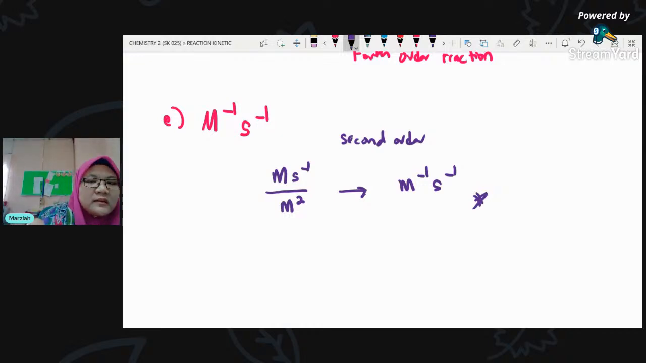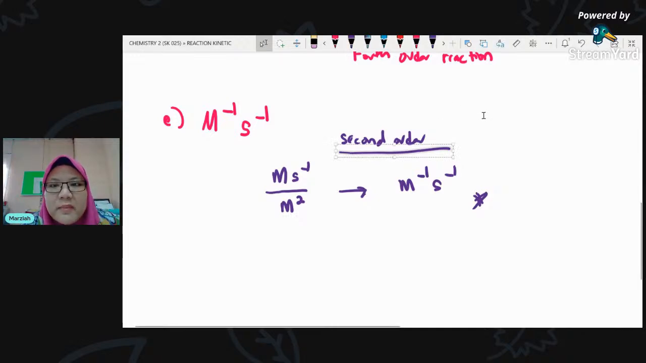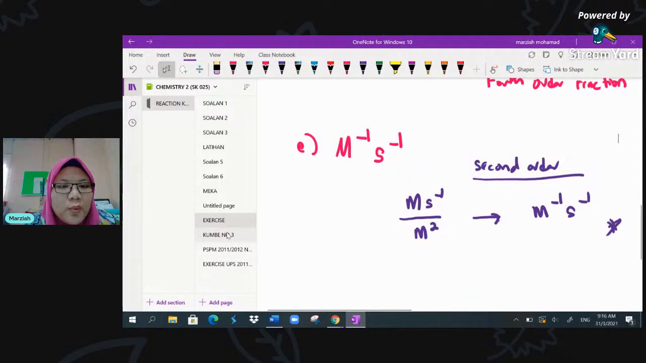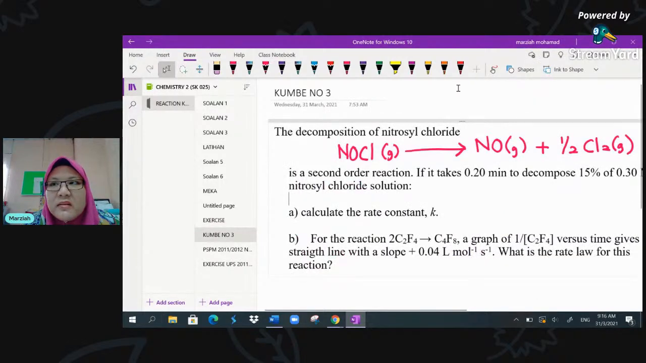So jangan tulis 2 tapi tulis second order. Right? So this is how we determine the order of the reaction based on the unit of the rate constant. Sebab nanti kita akan tengok soalan yang menunjukkan kenapa kita perlu tahu. Alright, so now let's look at the Kumba question, Kumba number 3.